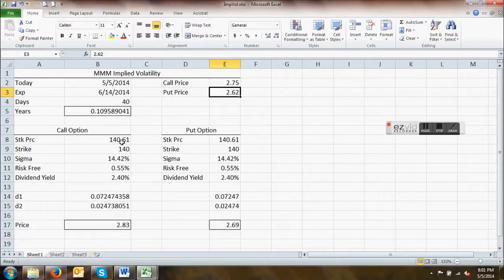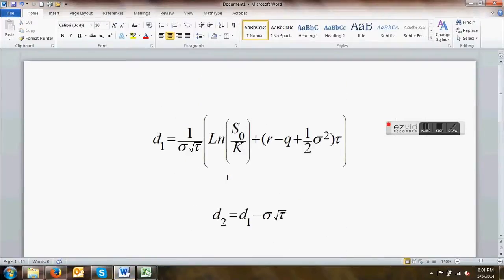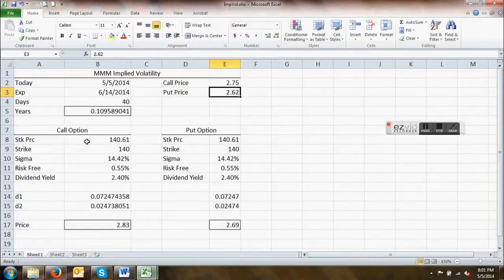Now, in order to get this price using Black-Scholes with a dividend yield, we need to calculate our D1, our D2, and then apply the Black-Scholes equation. So what I've done here is show you what the equation is going to look like. D1 is 1 over the standard deviation times the square root of tau. Tau is the time remaining in terms of years until the option comes due. So in this case, tau is equal to 0.10958, etc.